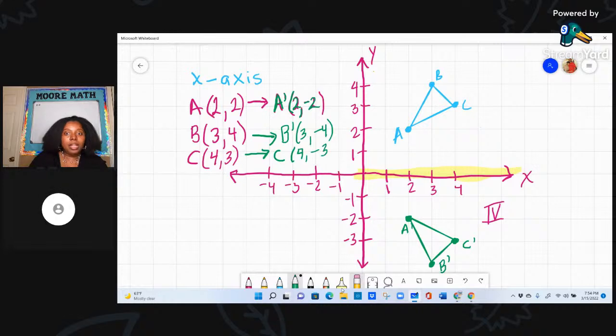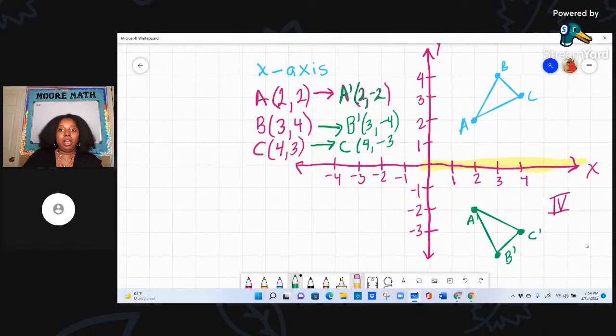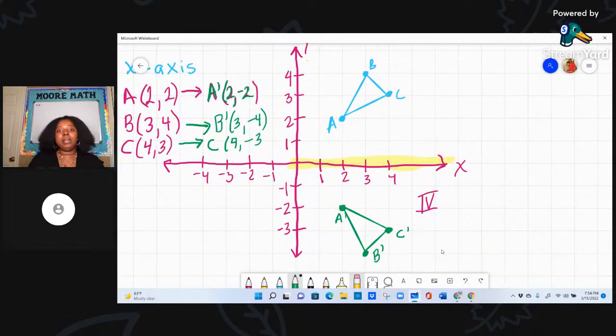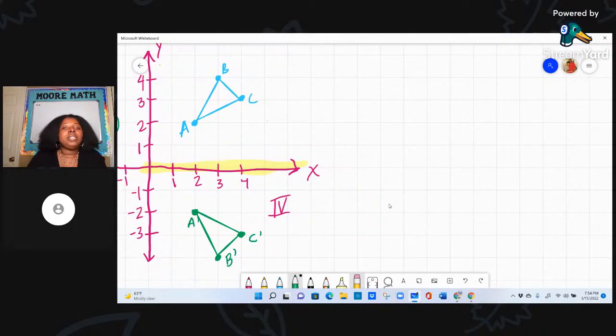Okay, now here's what I want you to notice. I wrote it a little bit sloppy, so I'm going to write it again so that it's neater. Okay. Number one, let's look at the picture. When you look at this picture, doesn't it look like it was reflected? Yeah. Okay, I'm going to write down the coordinates again, and I want you to tell me if you notice a difference, if you notice a pattern.